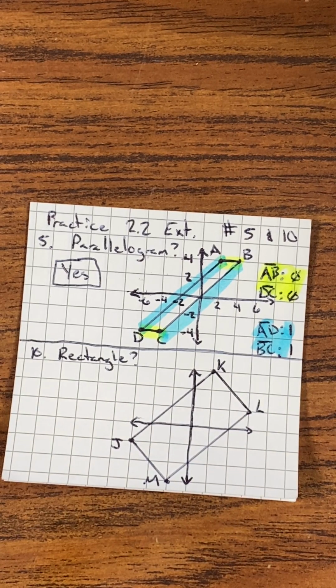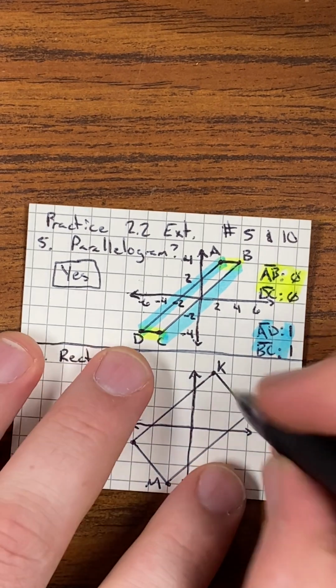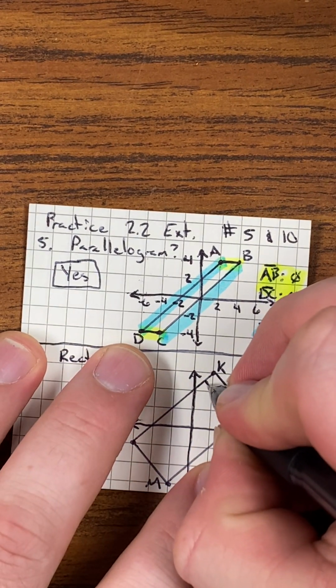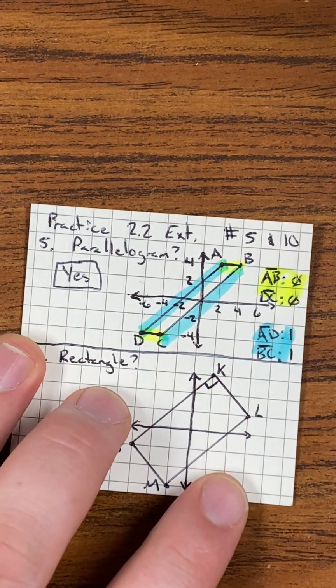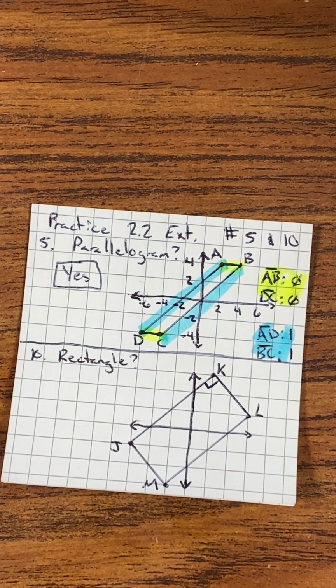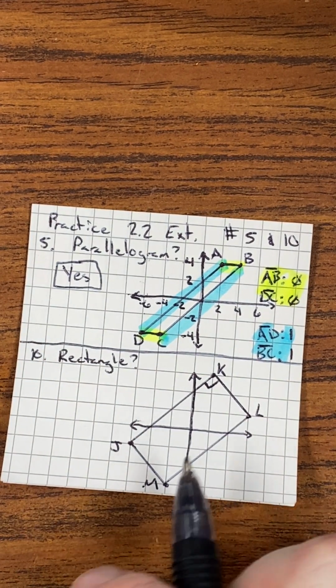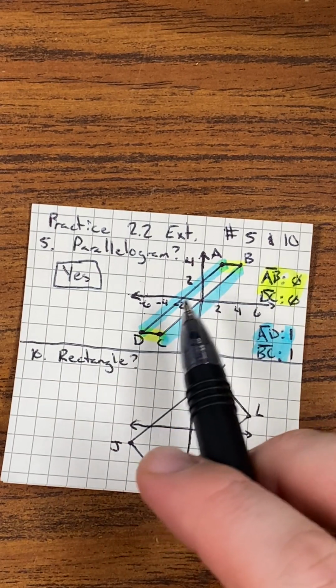What is the major difference between a parallelogram and a rectangle? Well, the only difference is rectangles are required to have 90-degree angles, right? That's the only difference there. Look at this figure right here, that's a parallelogram.